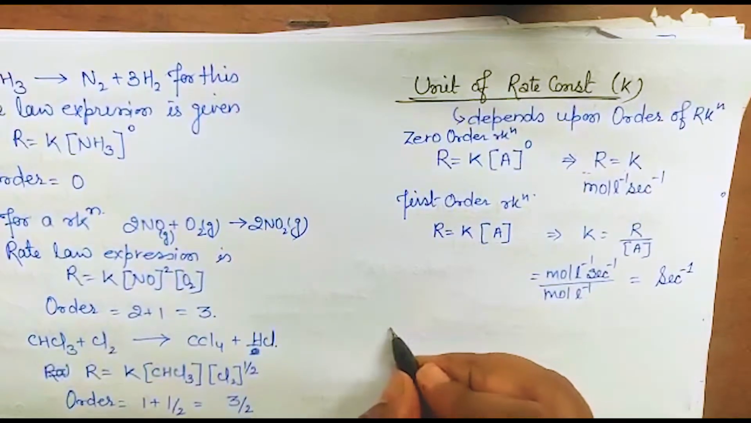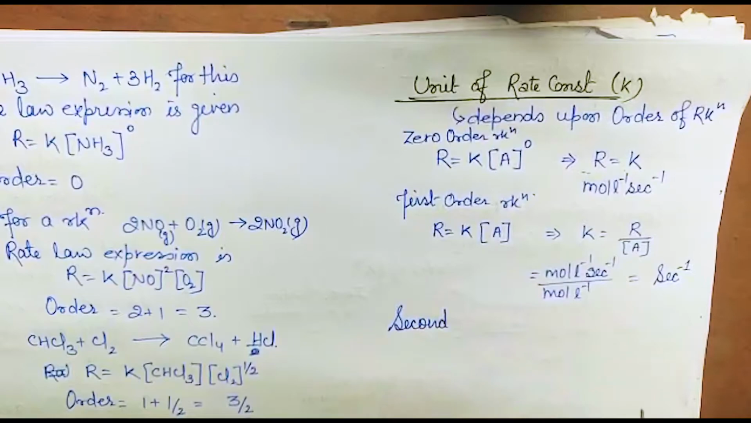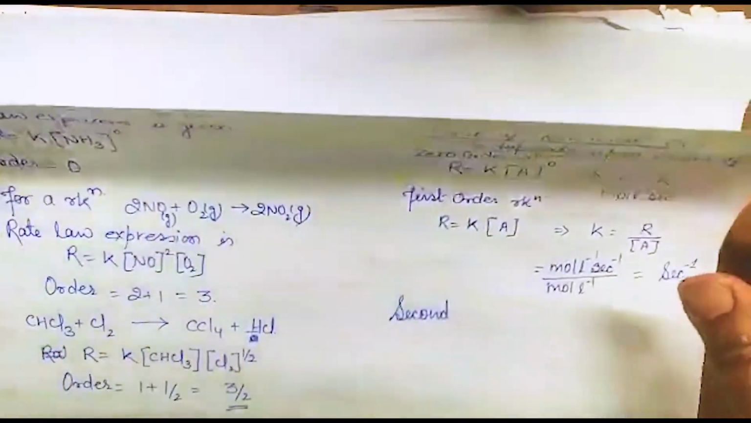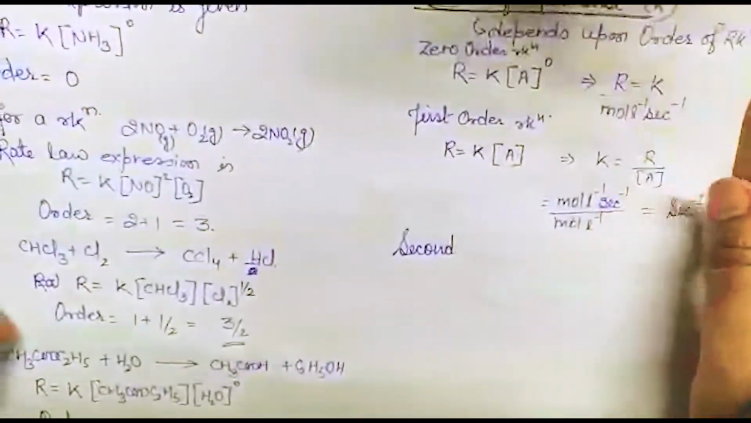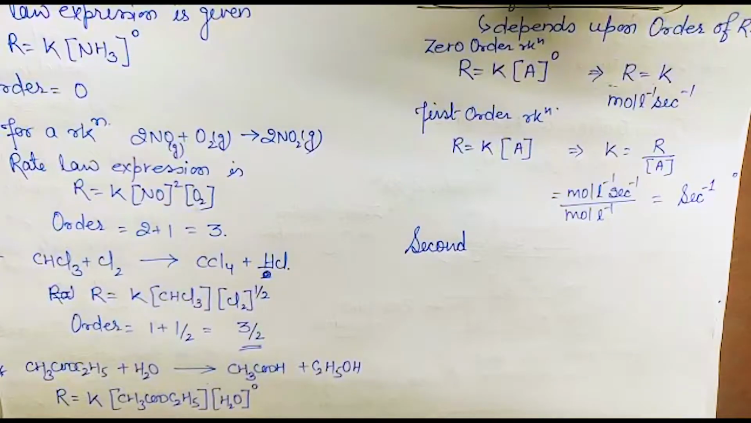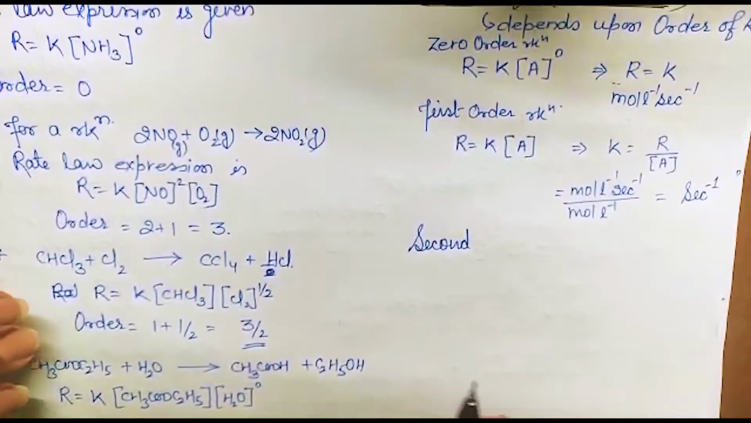Similarly, you can find for the second order, and the maximum order of reaction is third order. More than that, it's not possible. If it is coming like that, that means the reaction is occurring in several steps. Even for the second order, we cannot say that it is a single-step reaction. I will tell you that also, just wait.